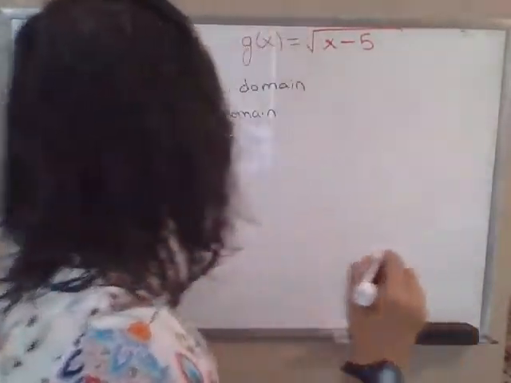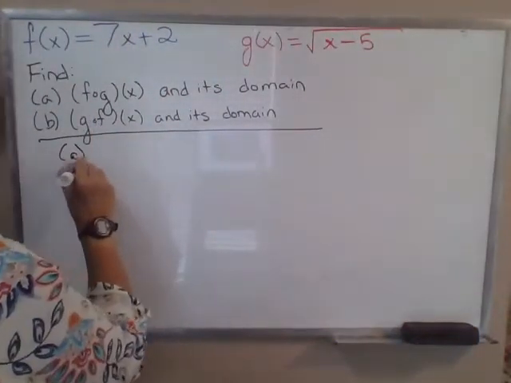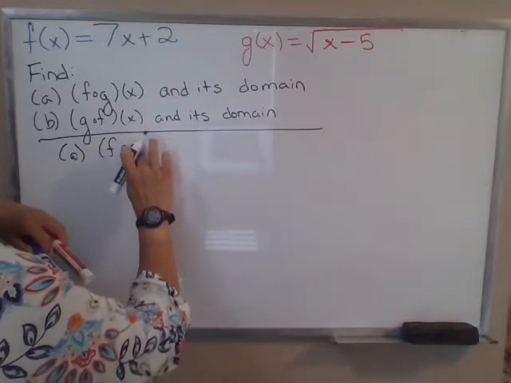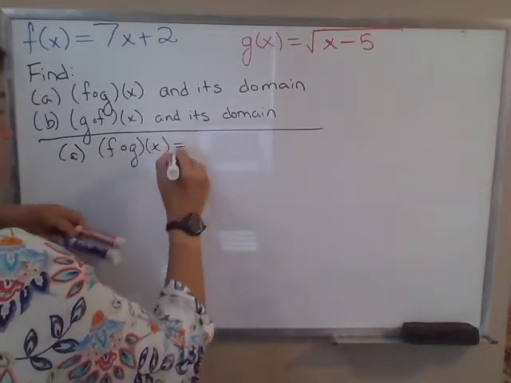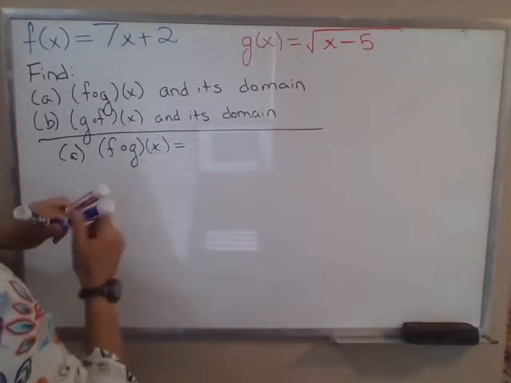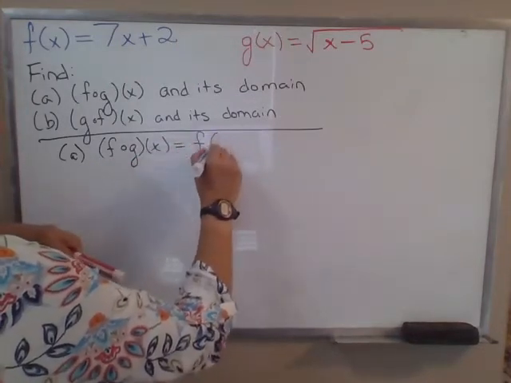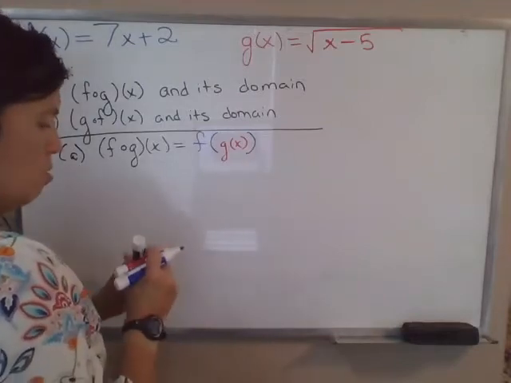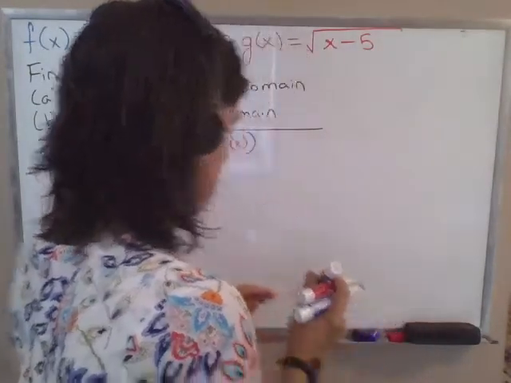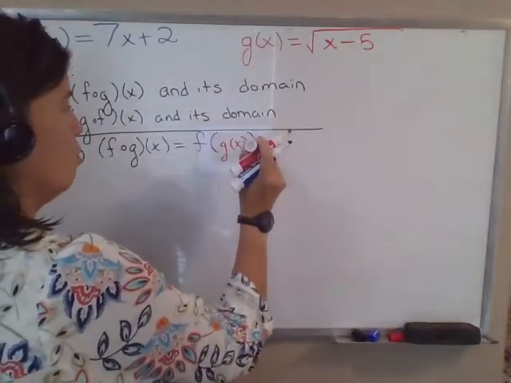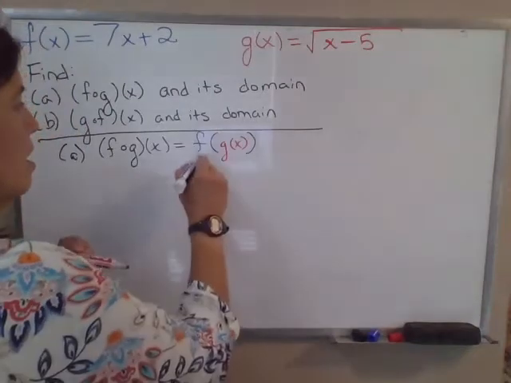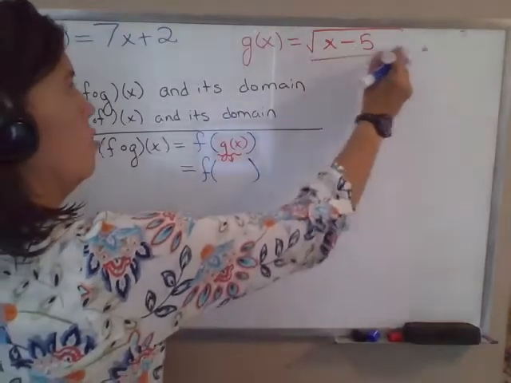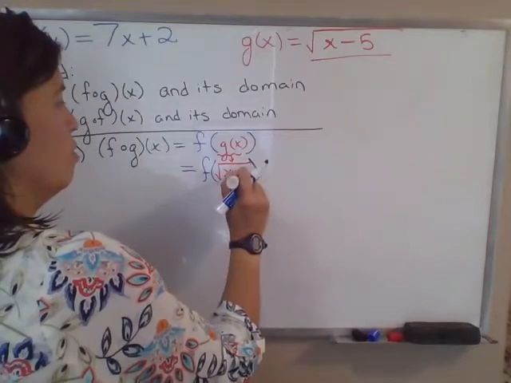So what this notation means, if we work on part A, f composed with g of x, means we're going to take f, I'm going to switch to color coding this, f of g of x. That's equal to f of, now I'm going to replace the g of x here with what g of x is equal to, square root of x minus 5. So this is f of the square root of x minus 5.